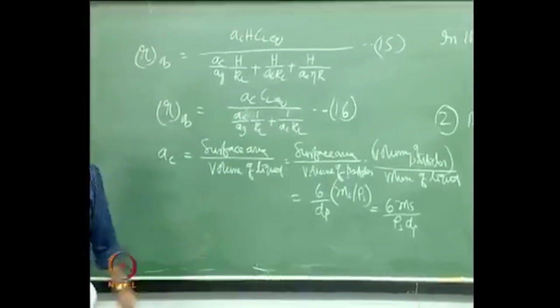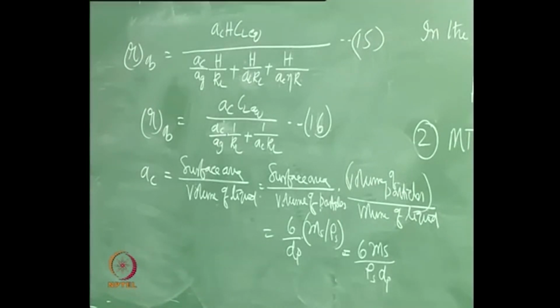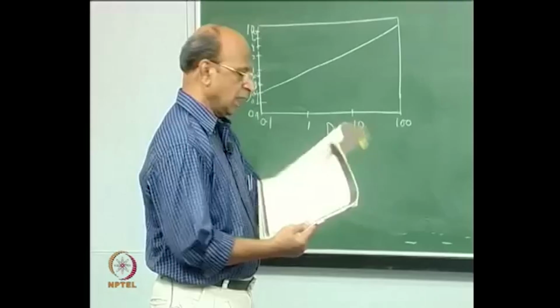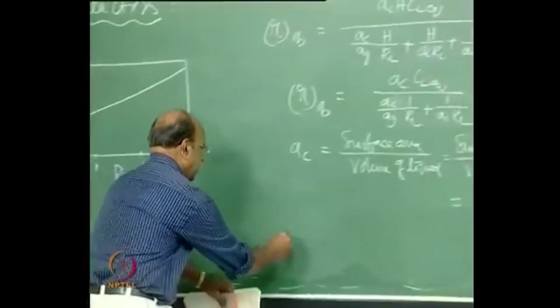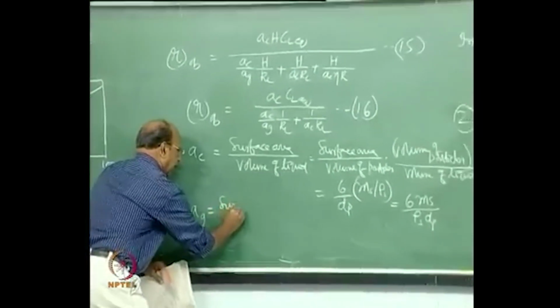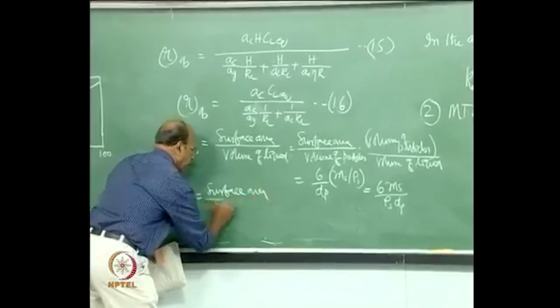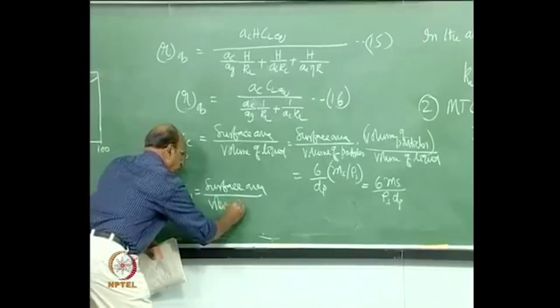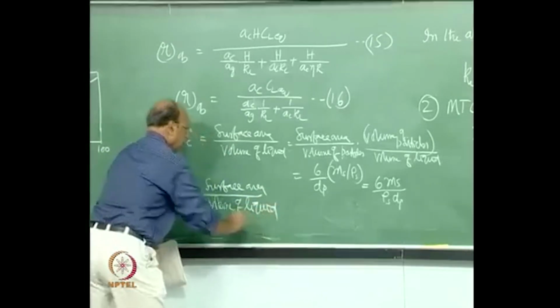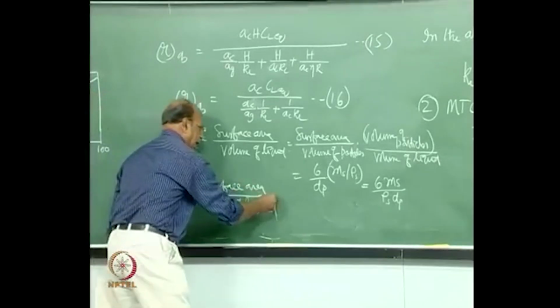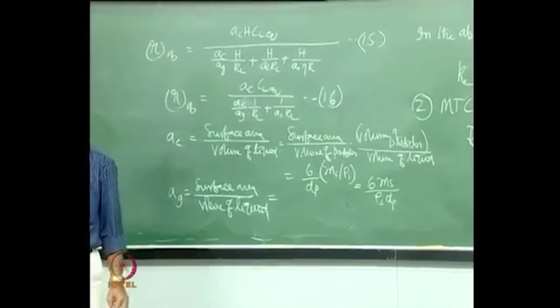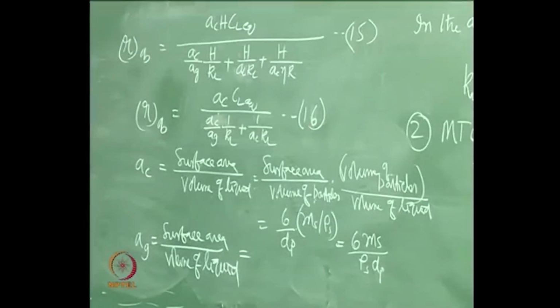Similarly, can you also find out the interfacial area of the bubble per unit volume of bubble free slurry? Same thing, same technique, but there you cannot use the density. So Ag is the surface area per, again the same thing, volume of liquid, which can be written as surface area... what is MB?